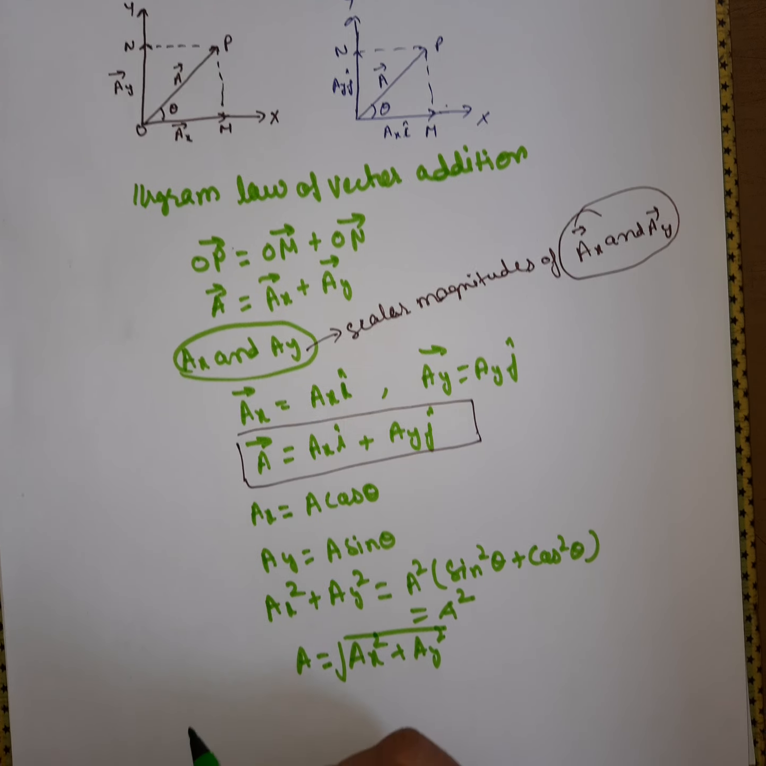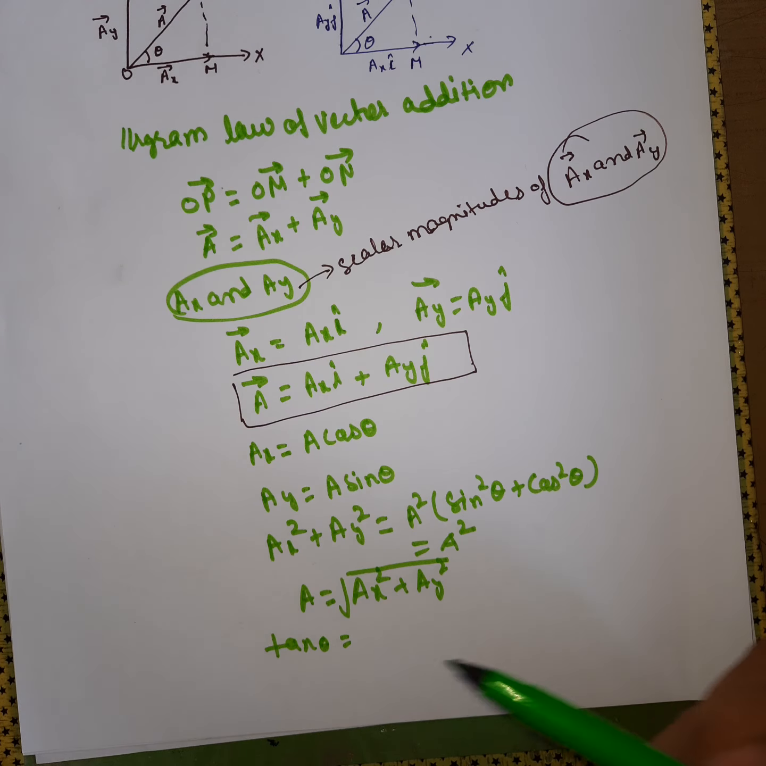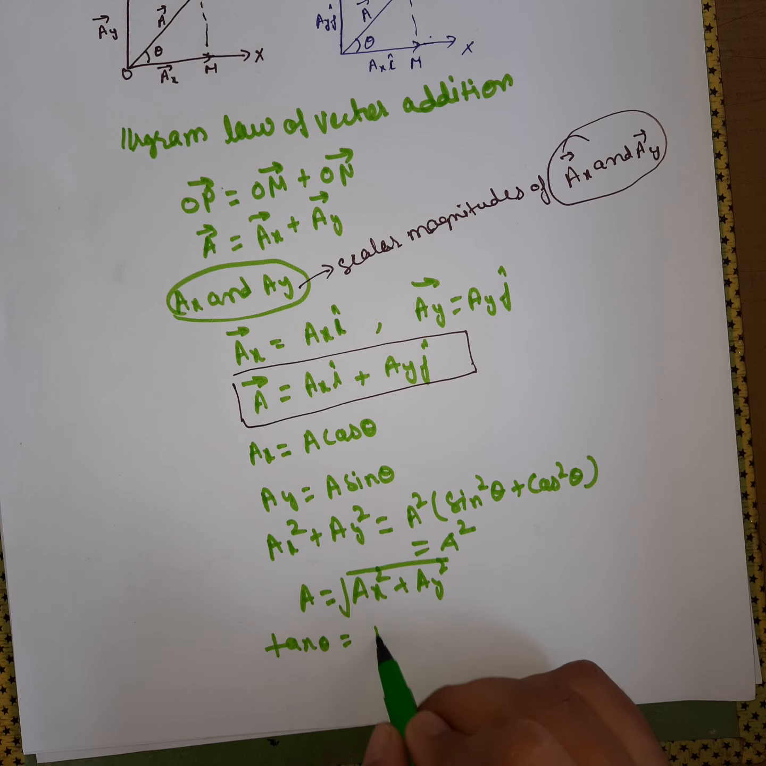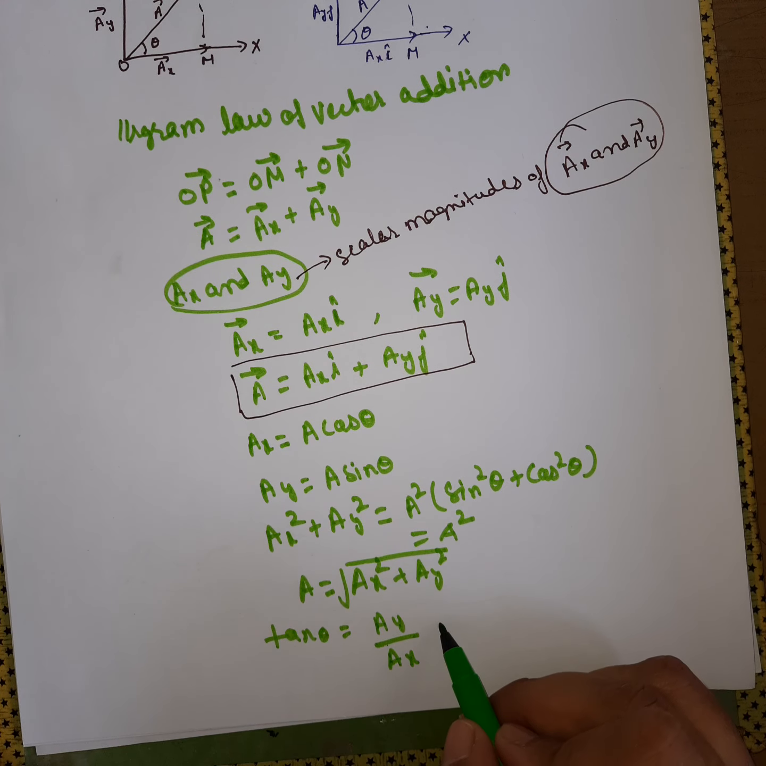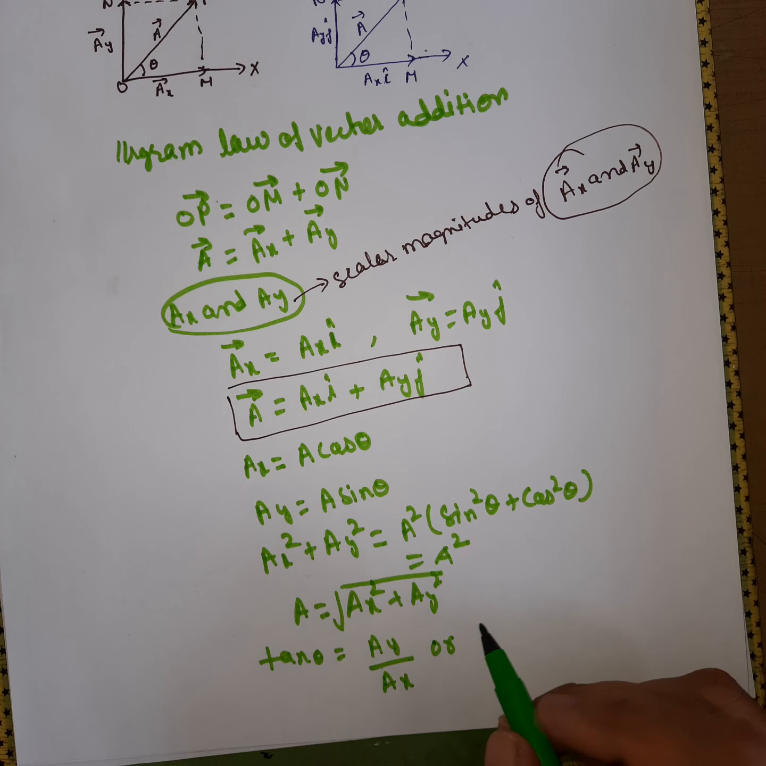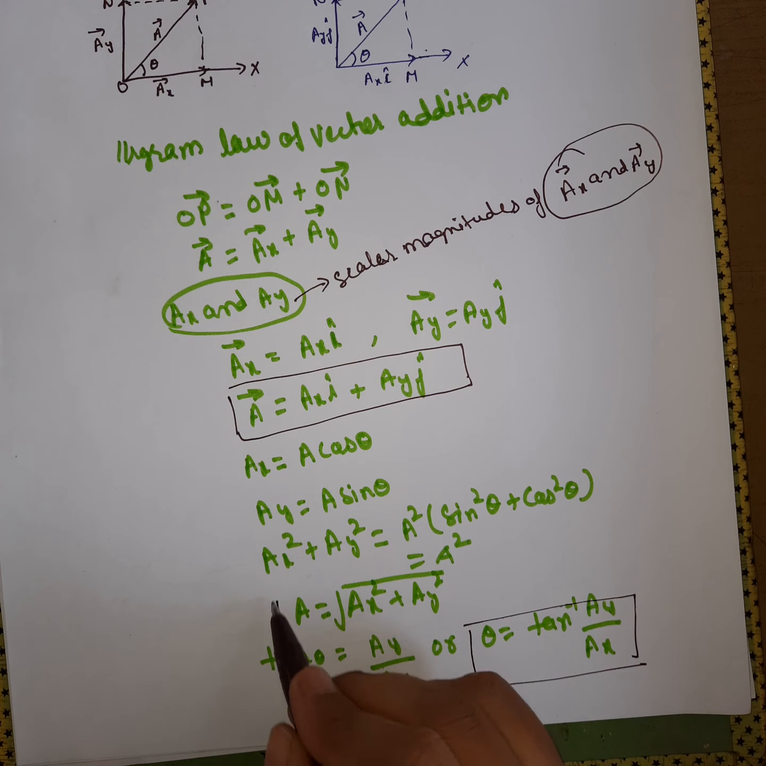Now as we know, tangent theta is equal to perpendicular upon base, so we can write AY upon AX, or we can write theta is equal to tangent inverse AY upon AX. This is the value of theta and this is the value of A.